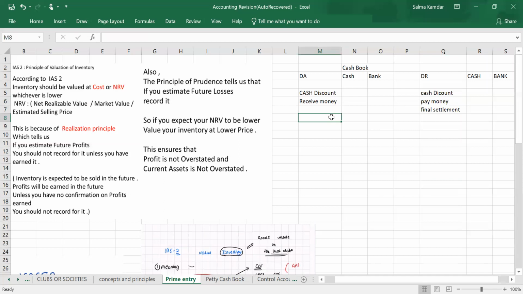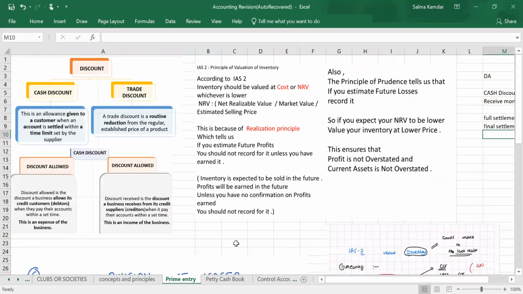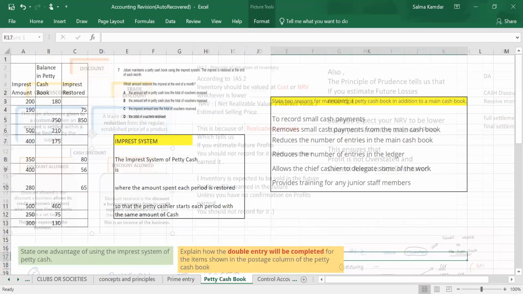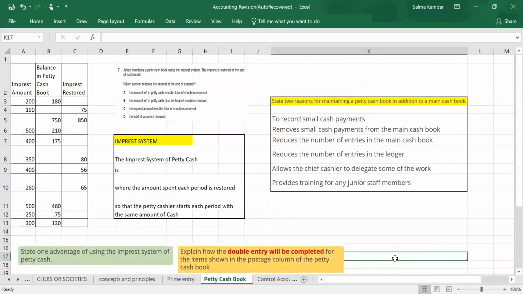So whenever the words full settlement, final settlement, or in settlement are there, there will compulsorily be discount allowed or discount received. Are you with me? Discount allowed is your expense and discount received is your income.